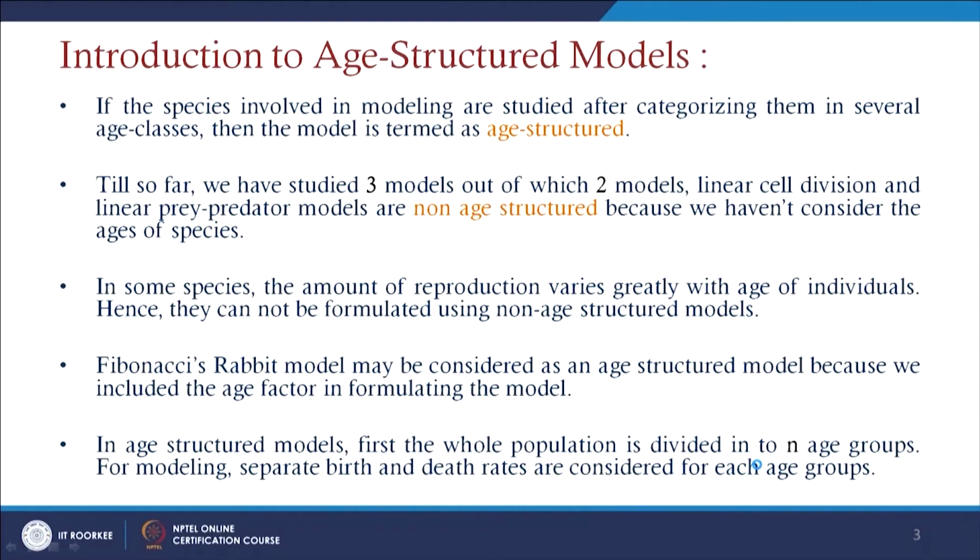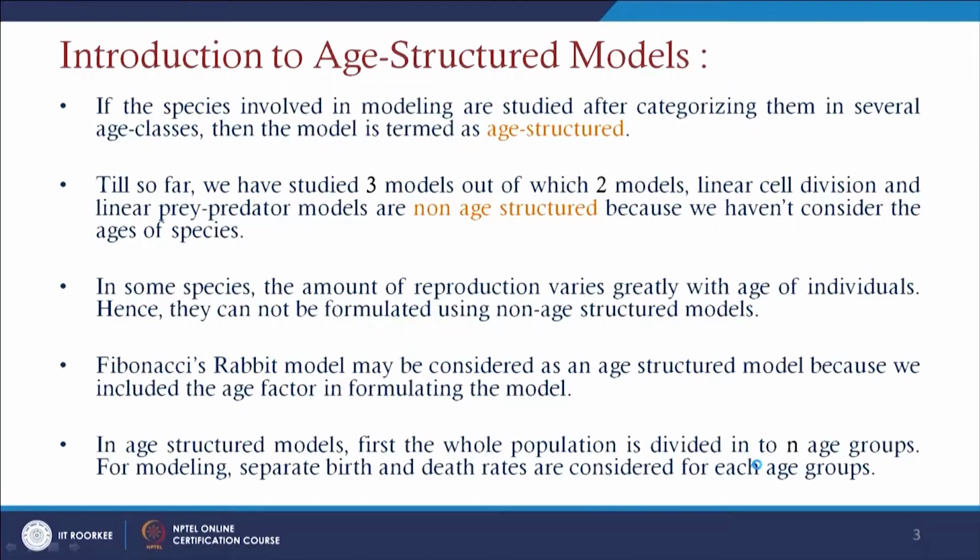For some species, the amount of reproduction varies greatly with the age of individuals, hence they cannot be formulated using non-age structured models. So, the Fibonacci rabbit model may be considered as an age model, since we considered that one pair exists, and after 2 months they give birth to one pair again, and then they will be fertile after 2 more months. In that structure we can consider that after 2 months you will have 2 pairs of rabbits, and after 4 months how many pairs exist.